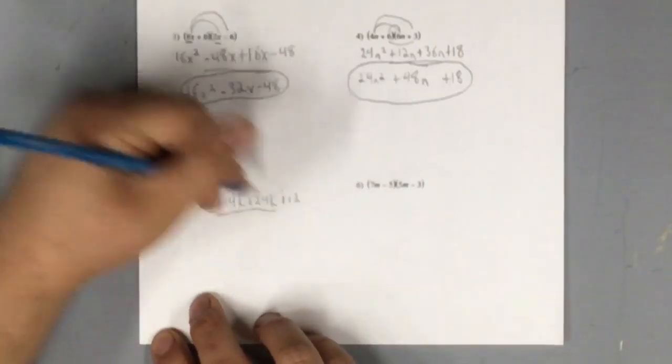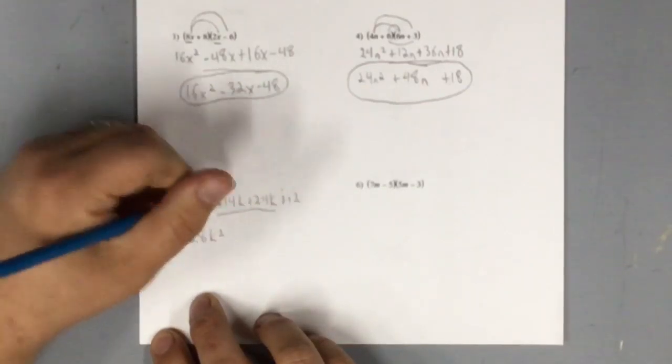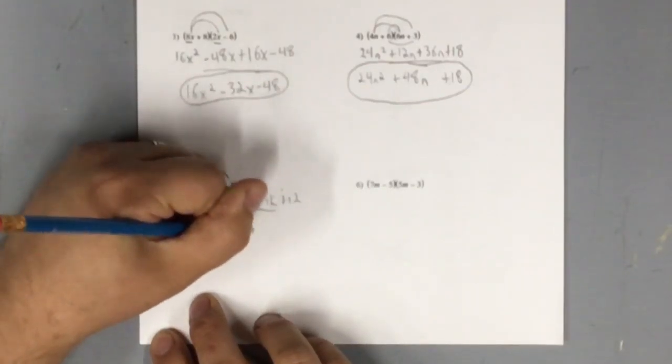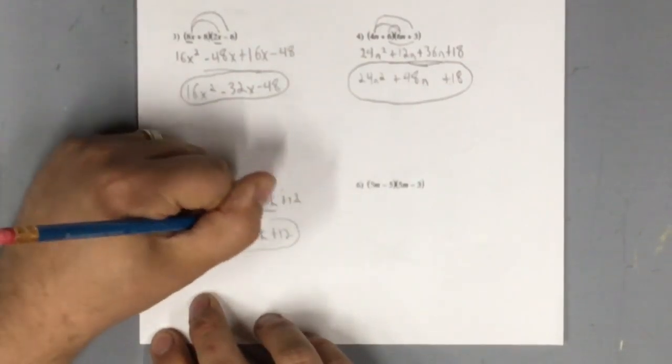Again, I can combine the two things in the middle. 28k squared drops down. 14 plus 24 would make plus 38k. And then plus 12 gets tagged on at the end.